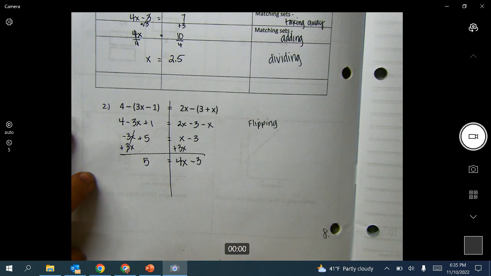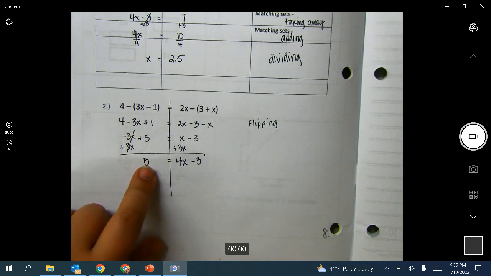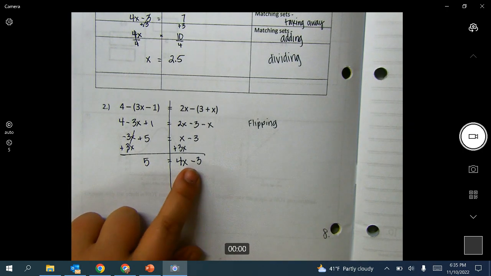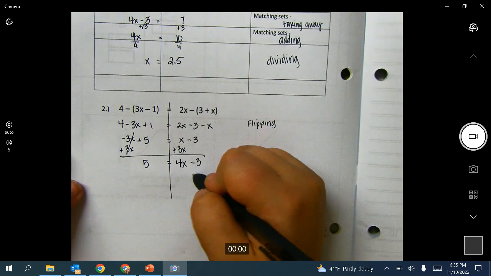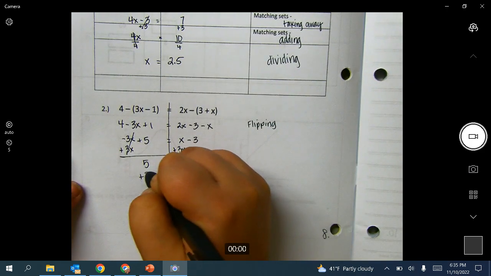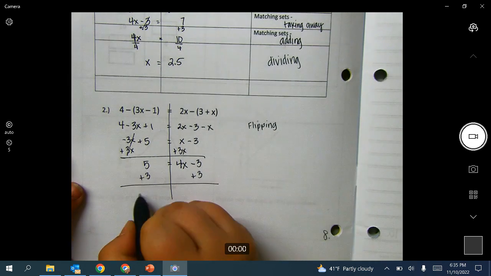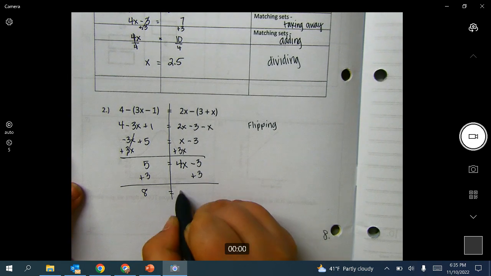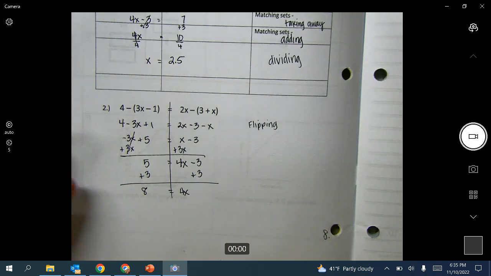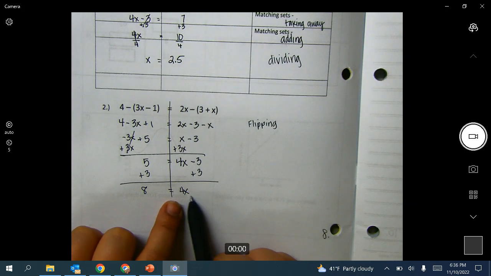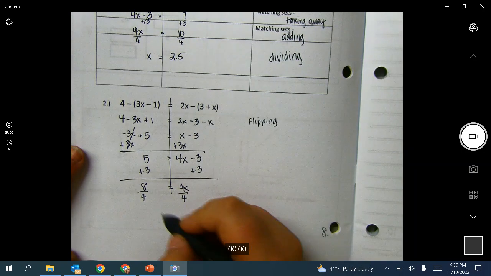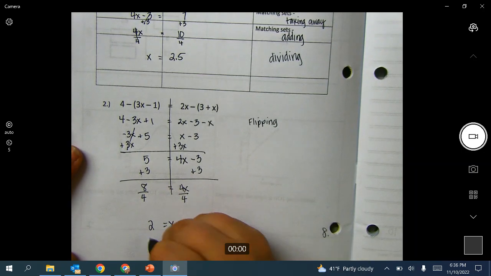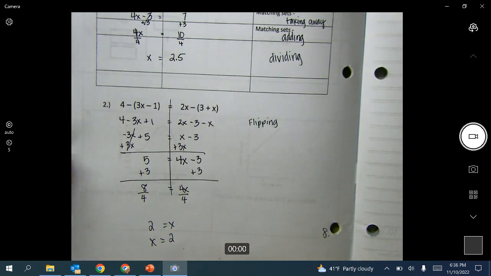Now if I think about which number I want to get rid of, either the 5 or this -3, I want to get rid of this -3 because I want those x's all by themselves. So to get rid of a -3, I need to add 3. So now I have 8 on the left and 4x on the right. My last move here is to split up these 4x's. So I'm going to divide by 4, and I get an answer of 2 equals x, or x equals 2.